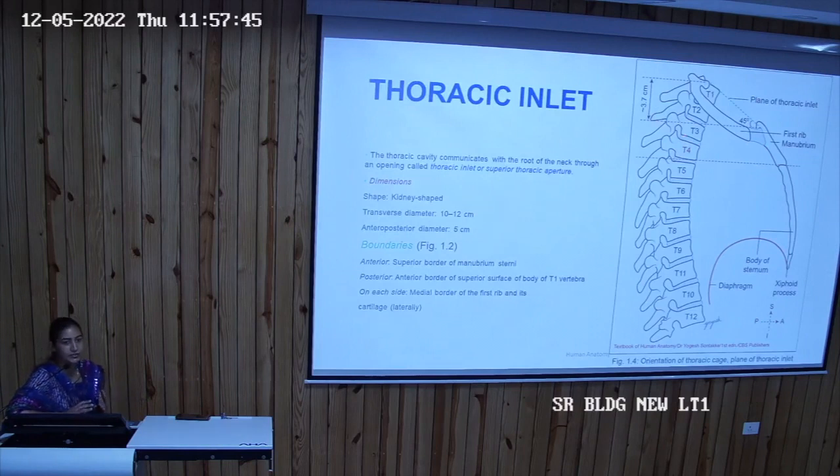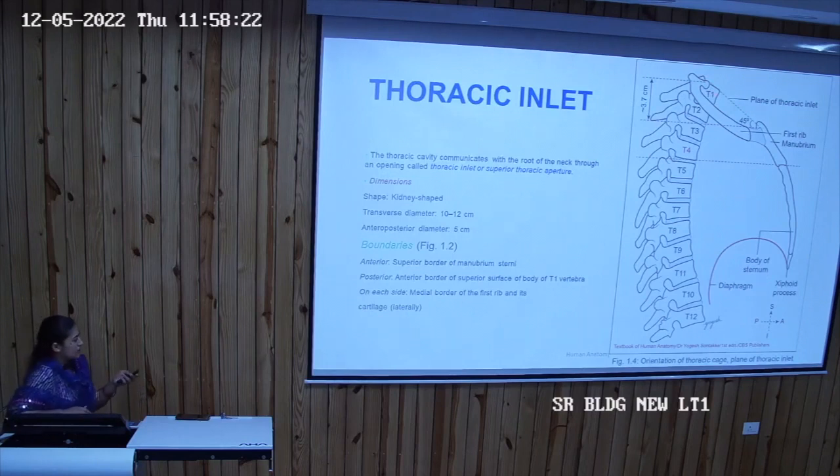Then coming to the thoracic inlet. Thoracic inlet is the region of the first thoracic vertebra from where the thoracic cage will be starting. So this region, you should know what the boundaries are. The boundaries of the thoracic cage were vertebra posteriorly, sternum anteriorly, and in between, on the lateral sides, it is bounded by ribs. Now for this thoracic inlet, the boundaries are: posteriorly the T1 thoracic vertebra, anteriorly the superior border of the manubrium, and laterally the medial border of the first rib.